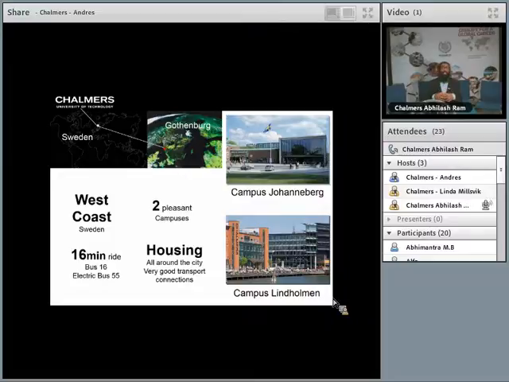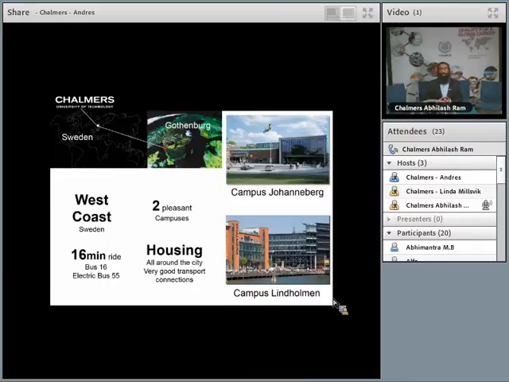Student housing is all over the city. So there is no concept of on-campus housing. It's actually all over the city. And since you've got a really well-functioning public transport system, there is no problem getting from point A to B, whether that is from university to home, home to friend's place, or any other meeting you might have.